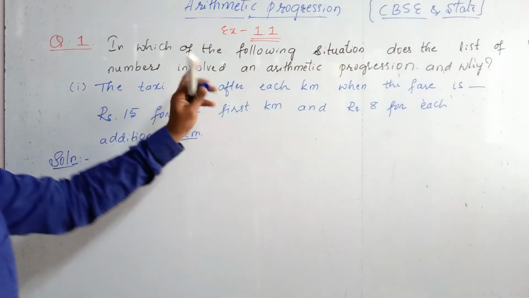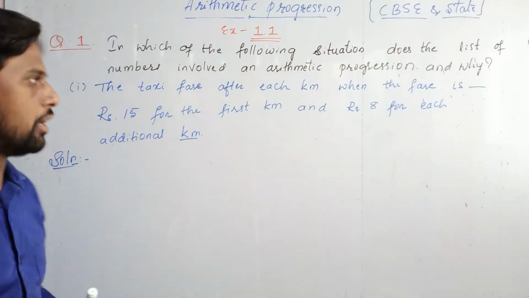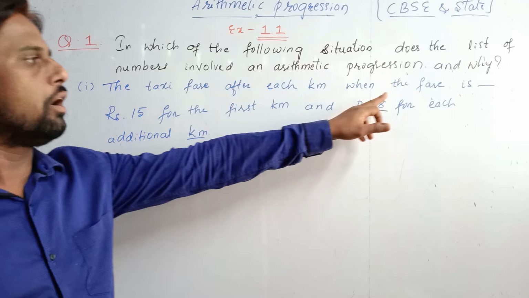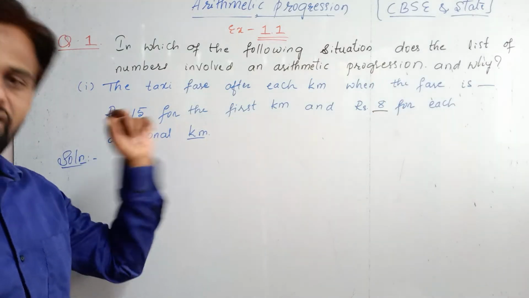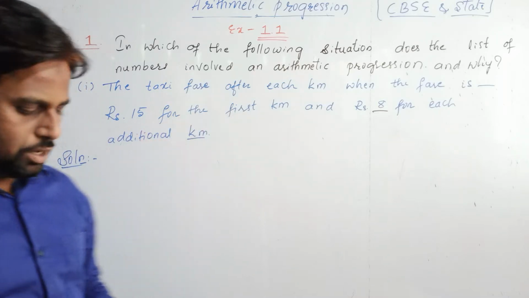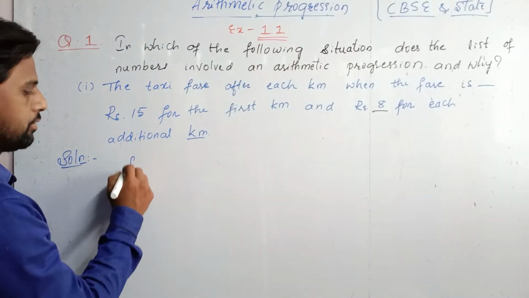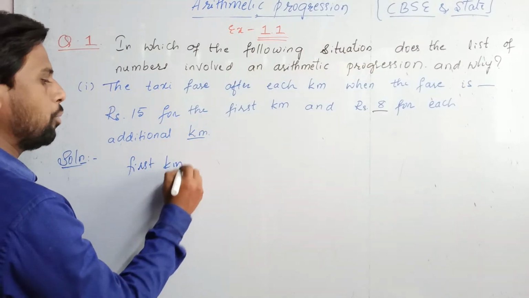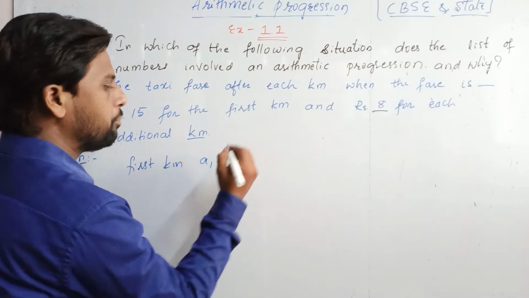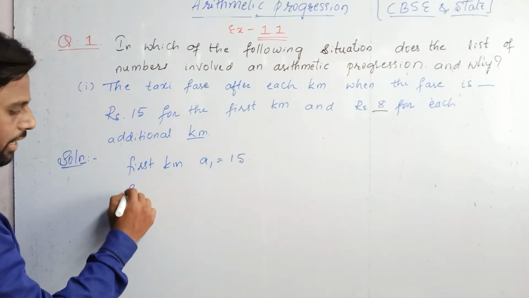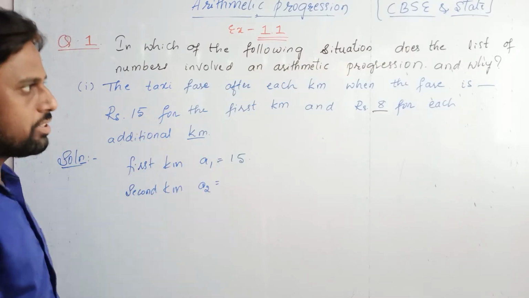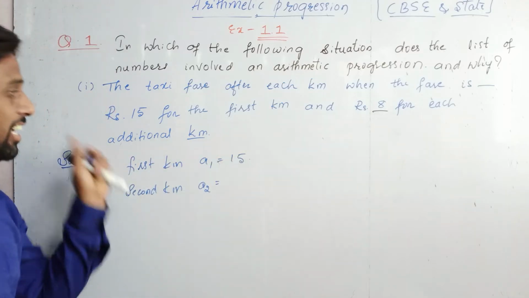First of all, we will see what situation is given here. The taxi fare after each kilometer, when the fare is rupees 15 for the first kilometer and rupees 8 for each additional kilometer. For the first kilometer, we can take it as A1, which is 15 rupees. For the second kilometer, we take A2, and they have said rupees 8 for each additional kilometer.